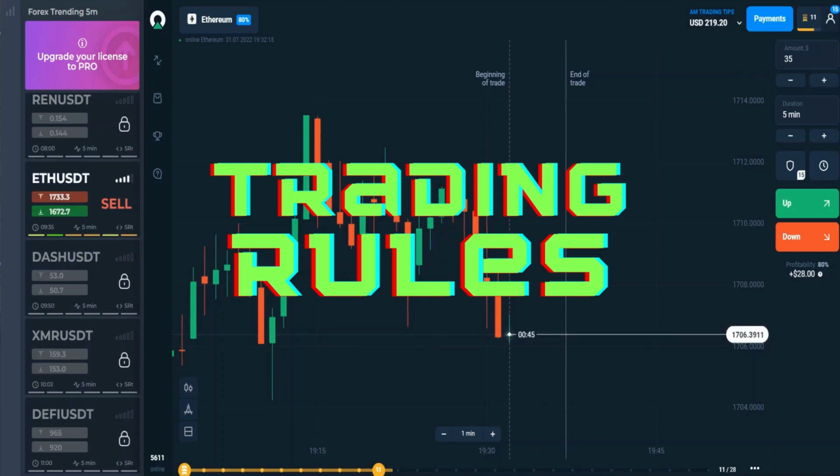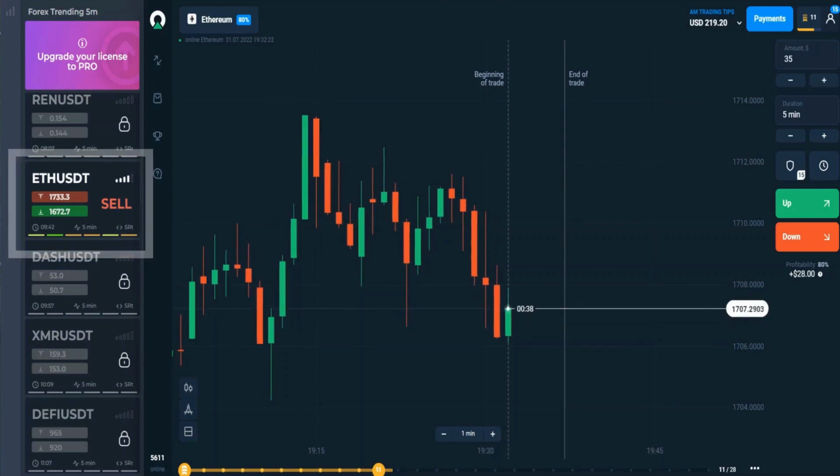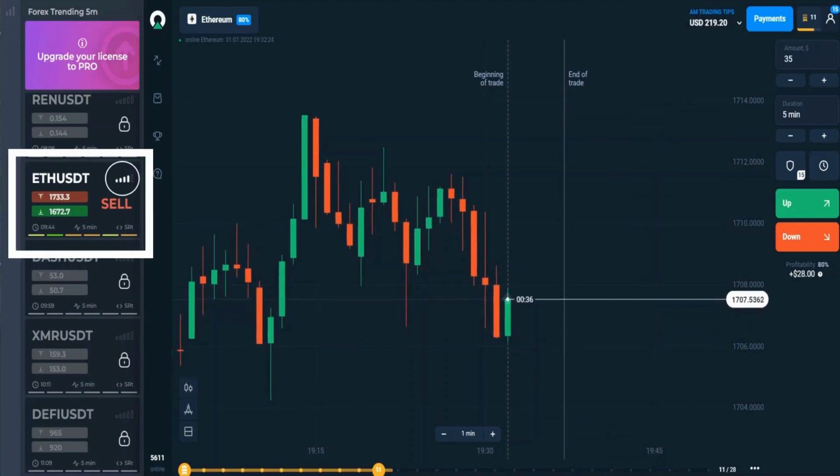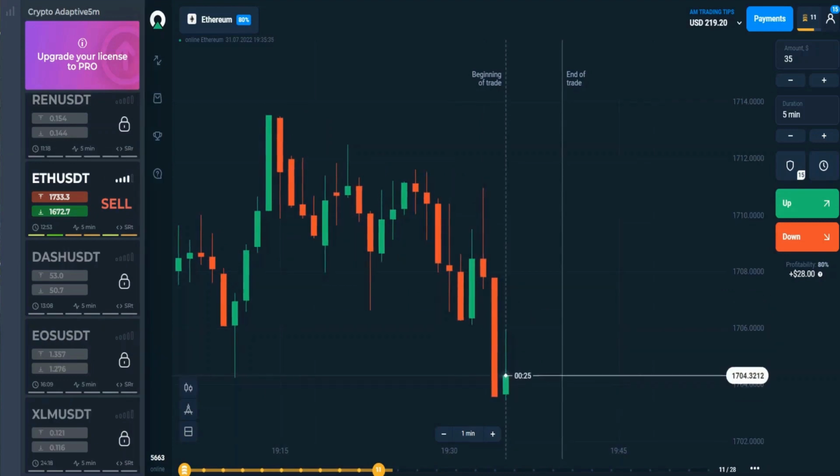Let's look at the trading rules of this strategy. When the signal gives you buy or sell signals, then take a buy or sell trade only when the signal power is greater than the 3 power line. Below the 3 power line, signals are not recommended for trading. So let's take some live trades for better understanding.